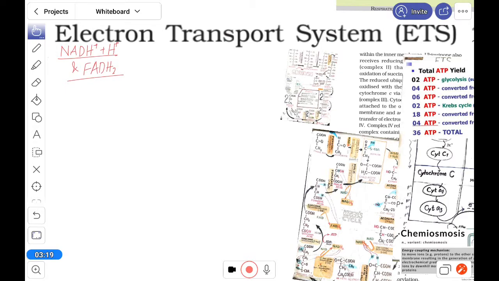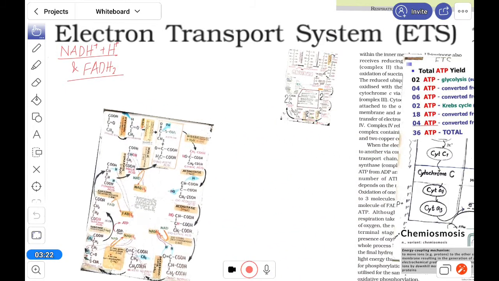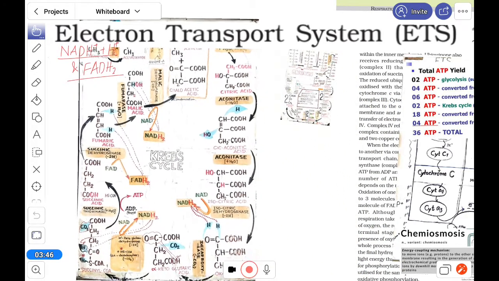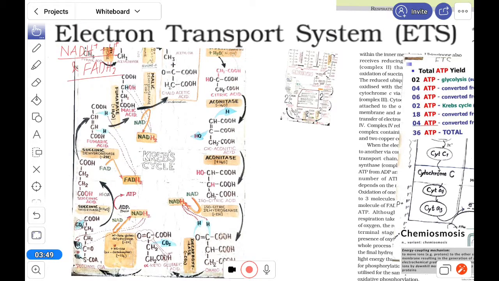Now, in the Krebs cycle, before that one part we should discuss, that in between glycolysis and the Krebs cycle. Here also the 2H is collected by NADH plus H. So that is one. And in the cycle, if you can see, here one NADH plus H, here one NADH plus H, here one NADH plus H, here FADH2.